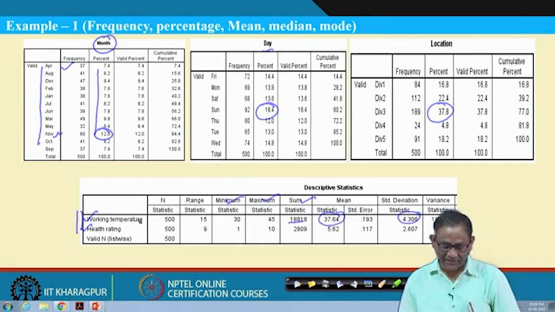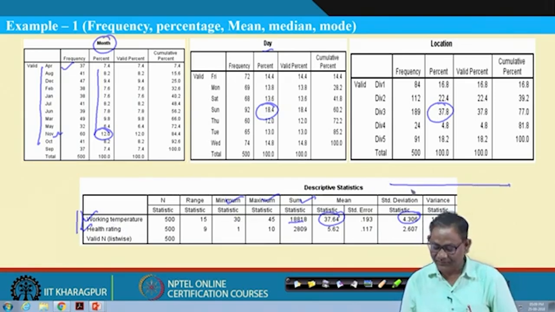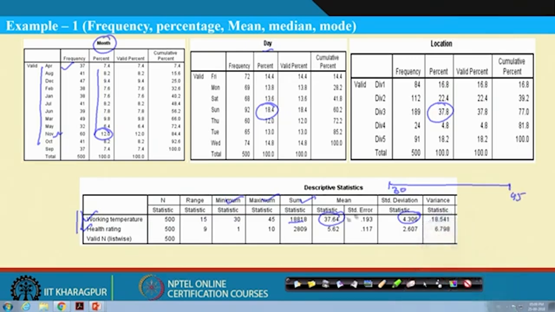Okay. So, working temperature, if I want to analyze what is happening, the minimum value is 30, and the maximum value is 45, and then your mean is 37.64, standard deviation is 4.63. So that means the data is basically ranging from 30 to 45 with the mean value here, and the standard deviation here 4.36, so it's one standard deviation on this side, and if you go to this side, this is the range of variation over the mean.